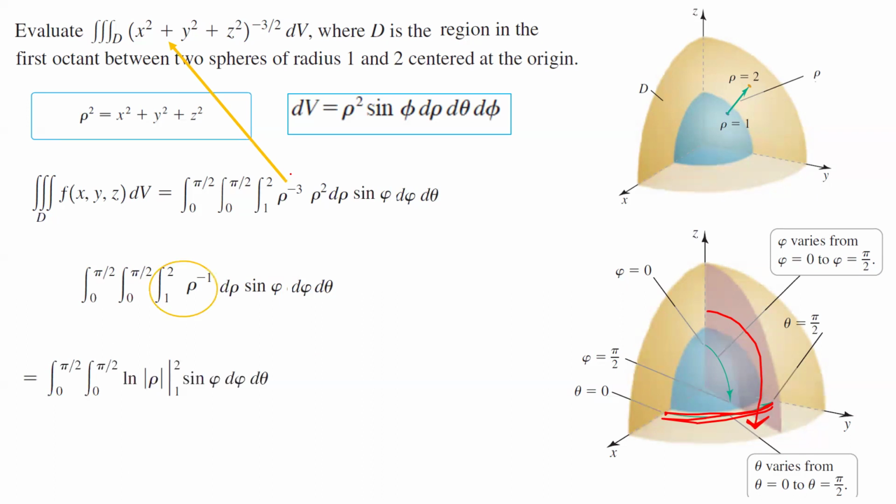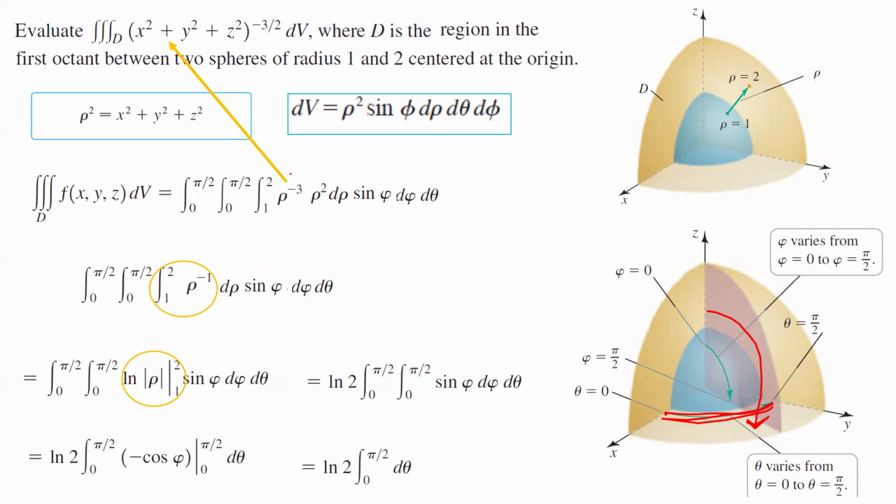Remember that the integral of rho to the power negative 1 is ln of the absolute value of rho. Since rho is bounded between 1 and 2, if you do the substitution, you get ln of 2. Then you take the integral of sine phi, which is negative cosine phi, phi bounded between 0 and pi over 2. Then you do the calculation for d theta. You have ln of 2. The integral of d theta, theta bounded between 0 and pi over 2, is basically pi ln of 2 divided by 2.